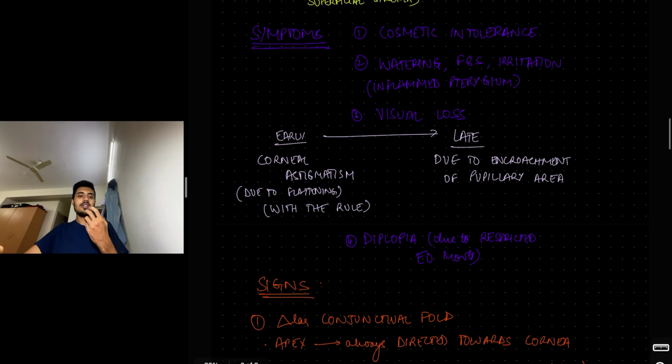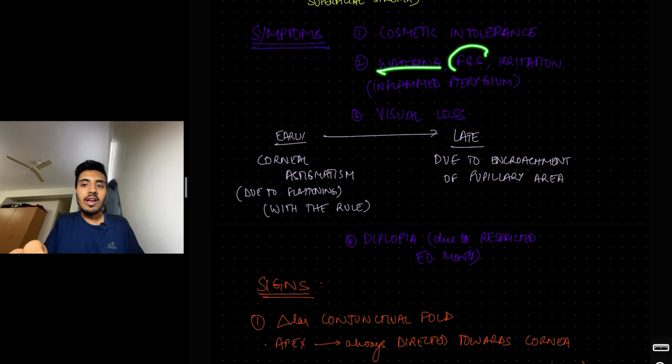Think about it. First of all, you have a mass in the eye. So when you have a mass in the eye, it doesn't look good, right? So cosmetic intolerance. And let's say there's any inflammation in the pterygium. Let's say there's any infection. Then your eye starts watering. You start having FBS, that is foreign body sensation. You start having irritation, itching, etc. Now, what's more important is the vision loss.